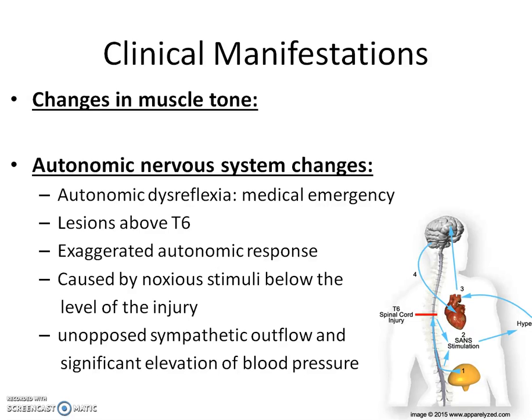So this occurs when there is a noxious or a painful stimulus, and the body will elicit that sympathetic response. So we're going to get vasoconstriction of our blood vessels, elevated blood pressure. In someone with an intact spinal cord, the descending sympathetic output will help to compensate for these elevated blood pressure levels by vasodilating. However, someone with a spinal cord injury above the level of T6, these descending signals will not get through, and the excitatory signals from the sympathetic system will continue to vasoconstrict and continue to elevate blood pressure.